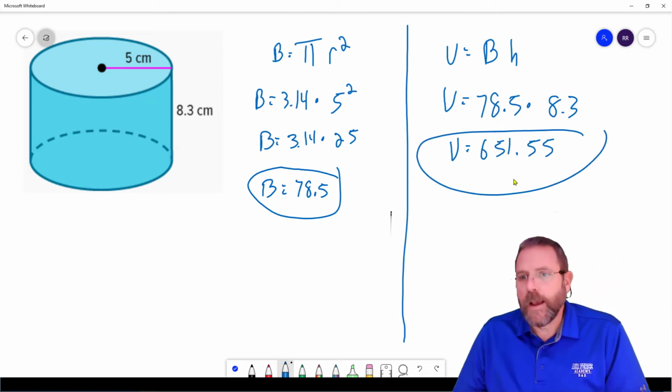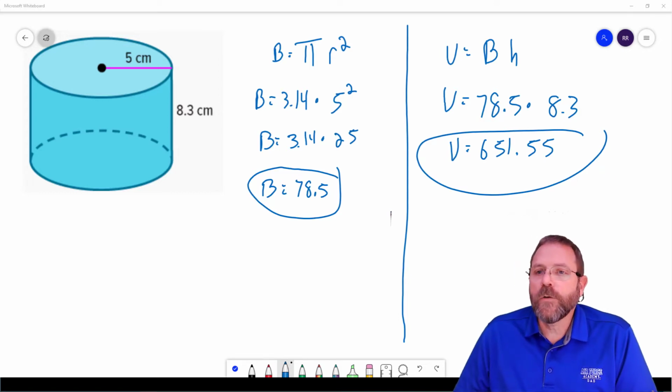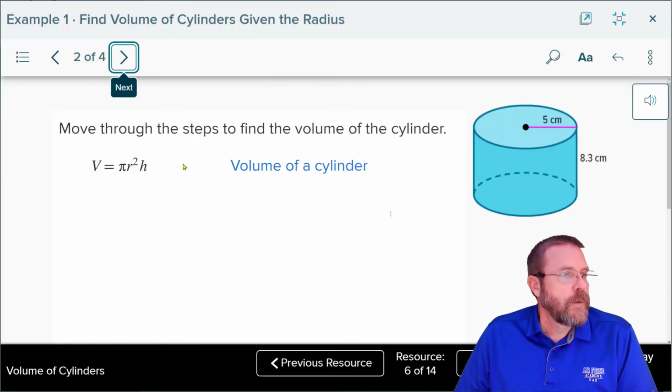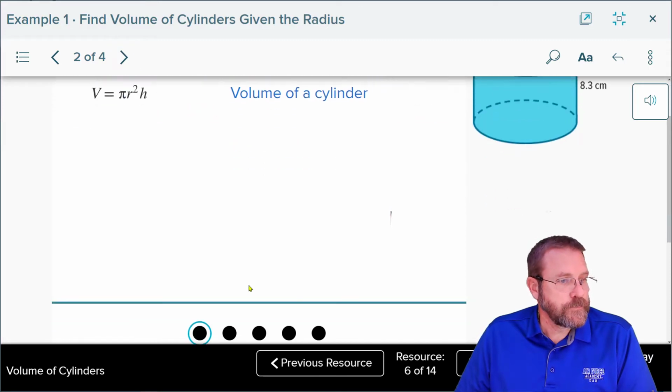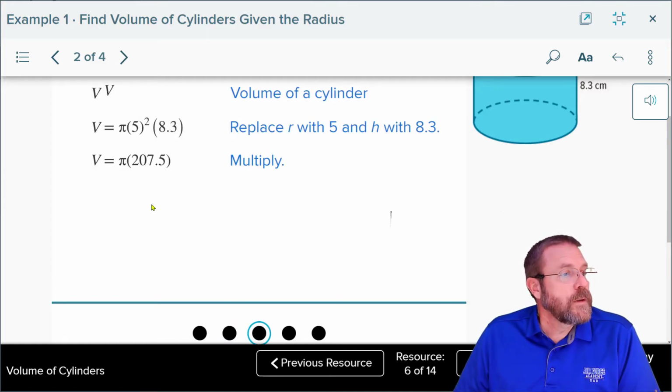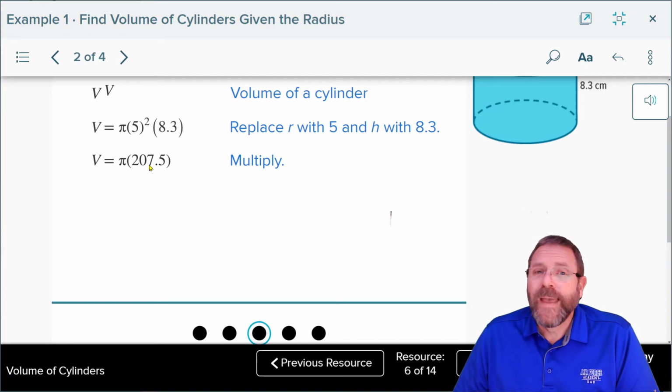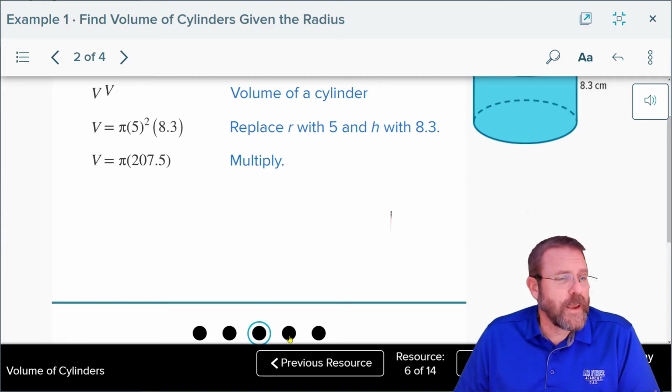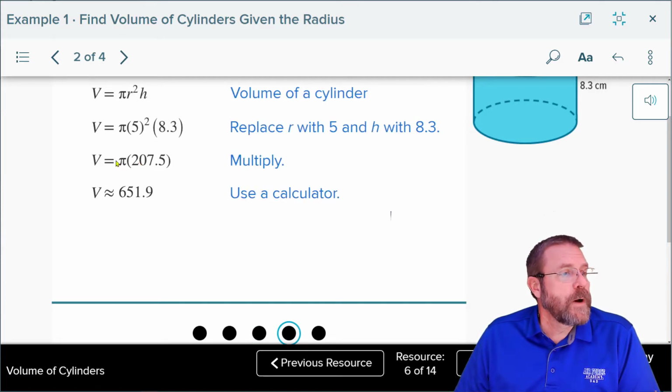Circle it. Now we're going to jump right back over to where the textbook was, and just follow what they did. They plugged in their formula, which is the same, using it all in one fell swoop. From here, the next thing they did is a whole bunch of multiplication. 5 times 5 times 8.3, 207.5. I'd like to see more supporting work than that. And then they took that and multiplied it times the 3.14, which gave them 651.9.